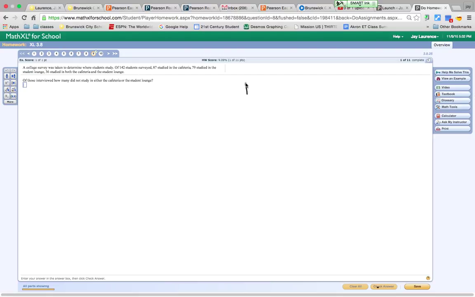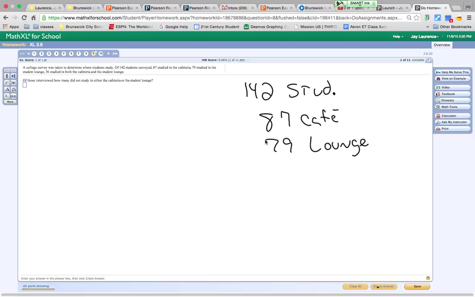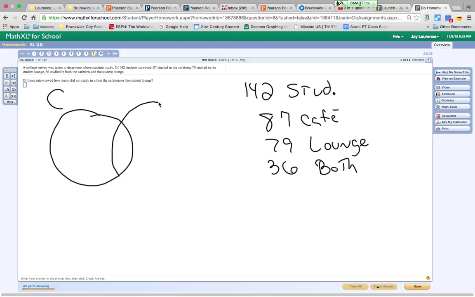Okay, similar exercise. Here we go. Let's try this again. 142 students, 87 in the cafeteria, and 79 in the lounge. 36 studied in both. Of those interviewed, how many students did not study in either the cafeteria or the student lounge? Well, let's make a Venn diagram. Let's do a circle for the cafe, and let's do another circle for the lounge.